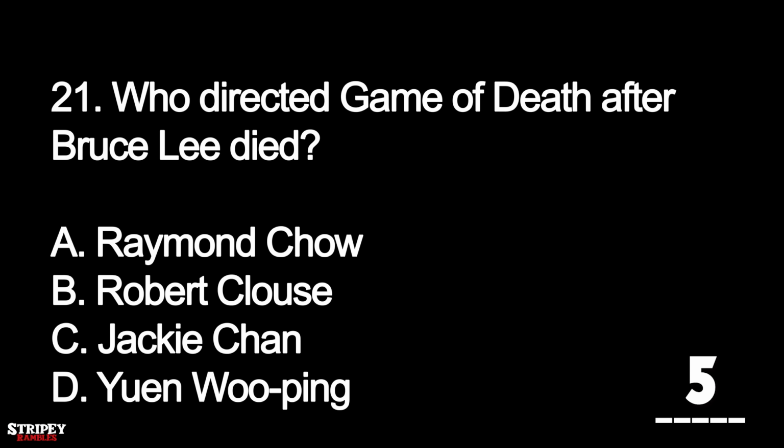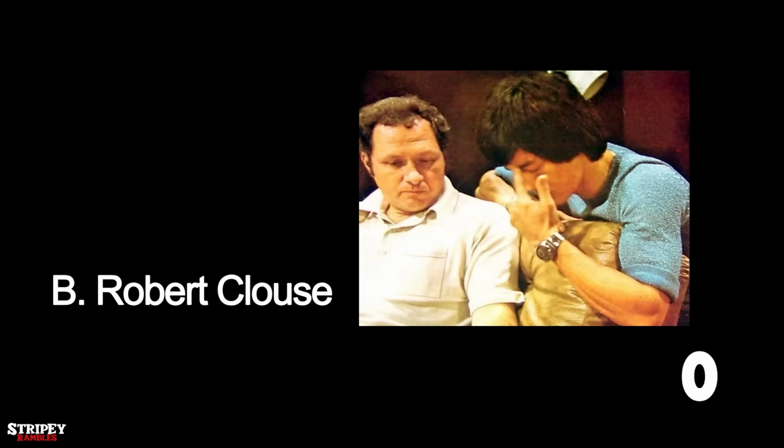Well, obviously there's no grappling in fencing, but obviously straight blasts, distance control and the use of the lead hand. Question 21. Who directed Game of Death after Bruce Lee died? The less said about that, the better. Yes, it was Robert Clouse.